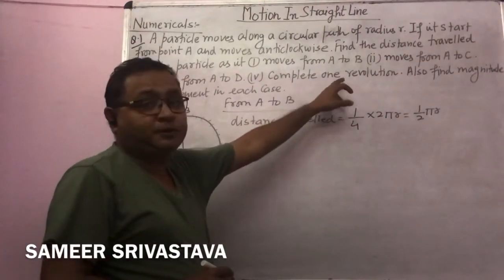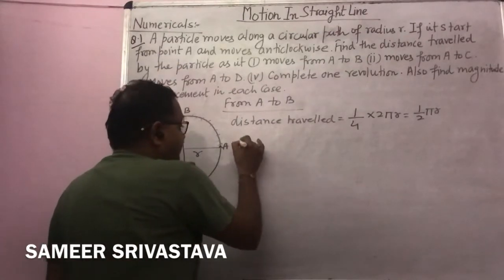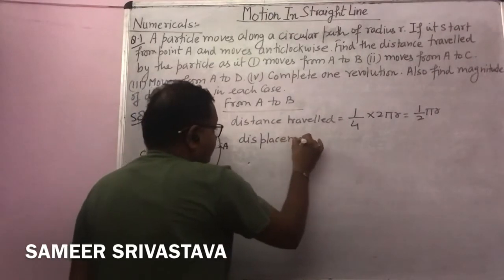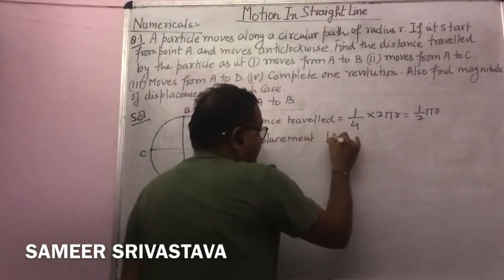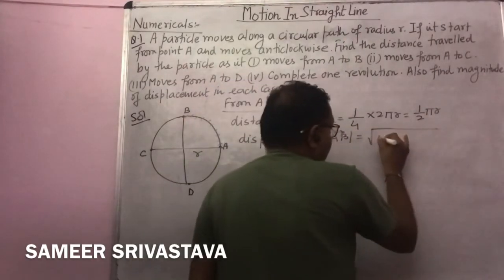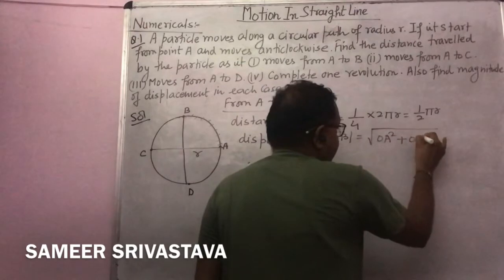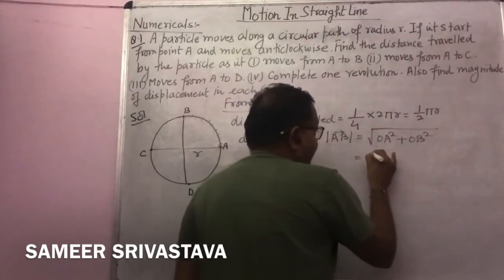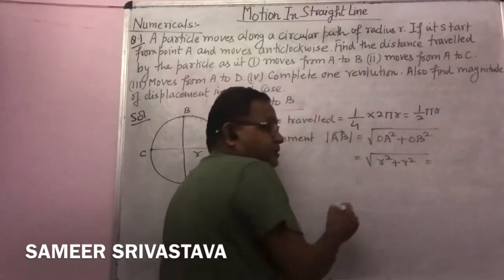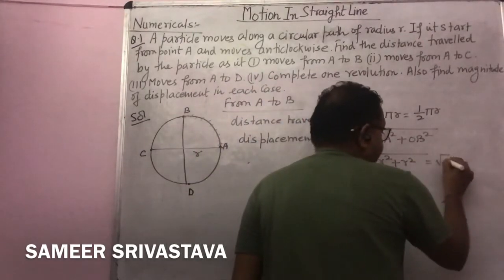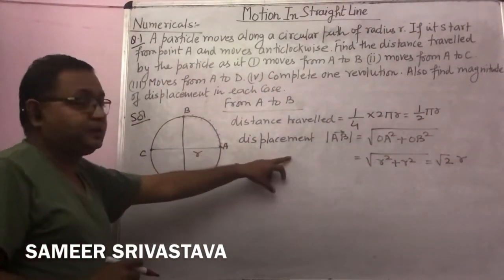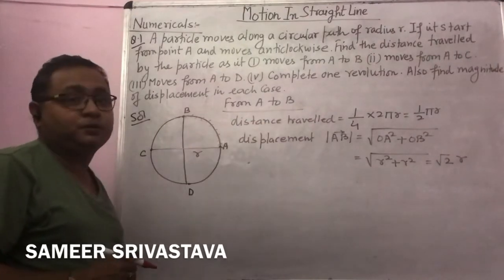Now displacement magnitude also we have to find. So for the displacement from A to B, that is mod AB, this is under root OA square plus OB square. Now OA square and OB square is what? That is the radius. r square plus r square, that is 2r square. So under root will be under root 2 r. So the displacement covered from A to B is under root 2 r and the distance is 1/2 pi r.